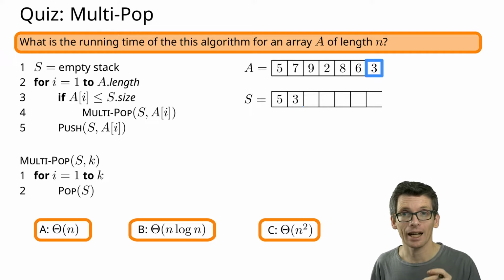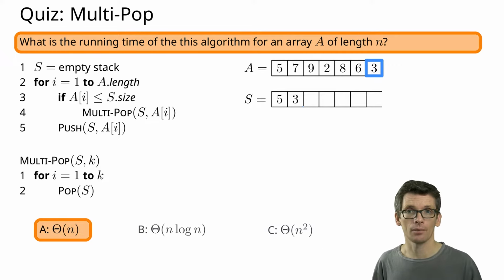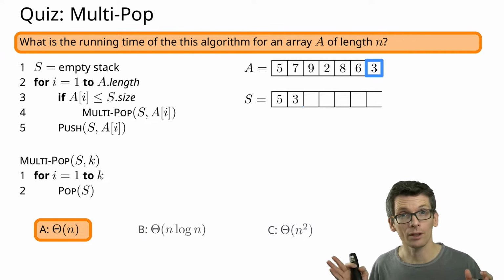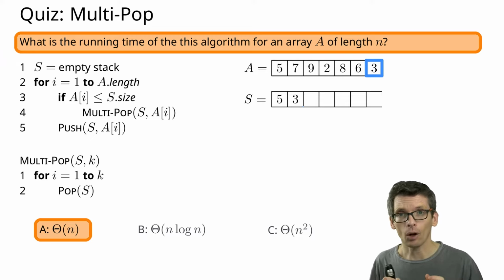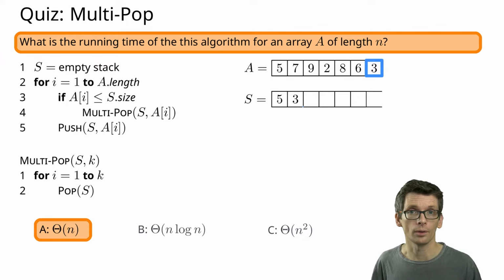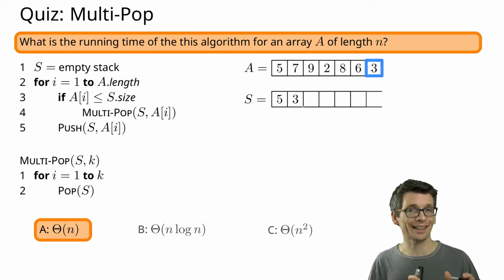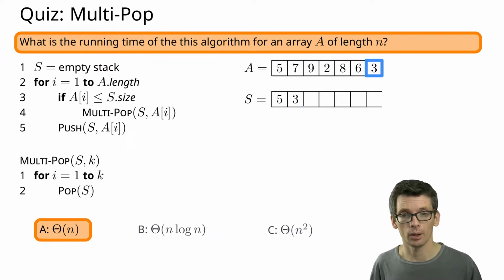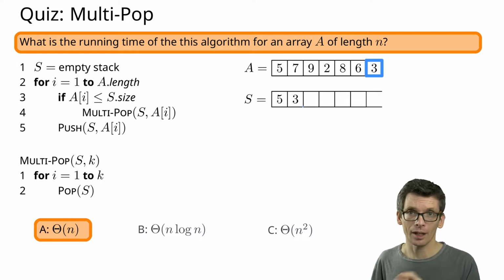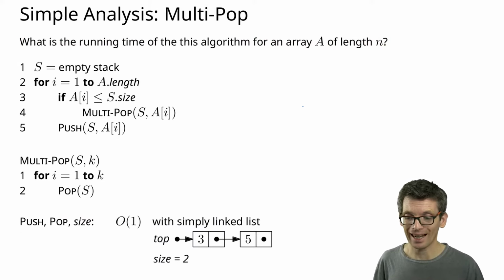The correct answer is linear. This may or may not have been obvious to you. It is not that obvious how to analyze it given this code. And that's what amortized analysis to some extent will be about. So let's try to analyze the code as it is.